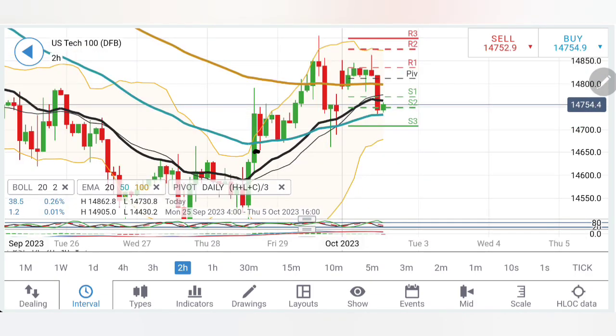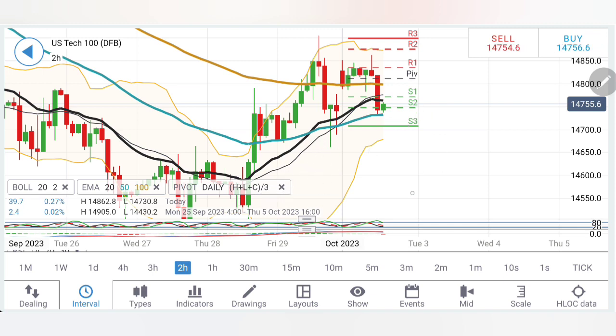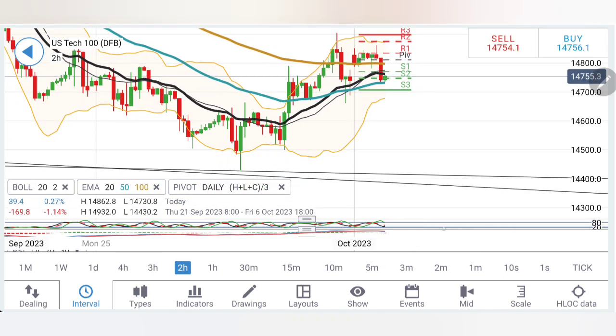Coming to 2 hour chart, first of all note this level here, 14,650 and 14,680. This is going to be a great support zone for US 100 on the downside. Only and only if you see it is staying below 14,650 levels, rather I will say 630 also. So in between 630 and 680, this is the maximum support zone for US 100. At the same time, if you note this, let me show.